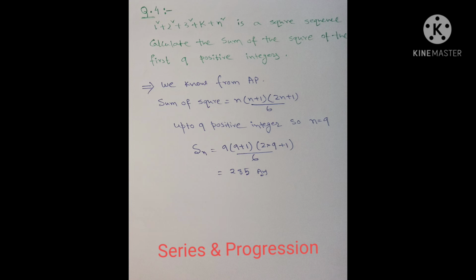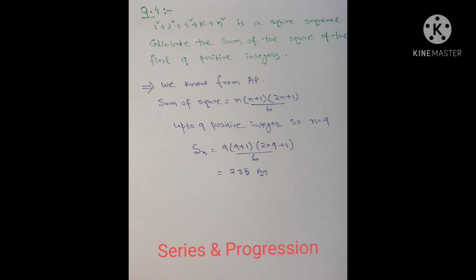Now come to question number 4. 1 square plus 2 square plus 3 square plus up to n square is a sequence of squares. Calculate the sum of the squares of the first 9 positive integers. So for the sum of squares, I wrote a formula in the previous class, that is n into (n plus 1) into (2n plus 1) by 6. Just put the value n is equal to 9, because you have to calculate for the first 9 positive integers. After the calculation you will get 285, and it is a very easy question.